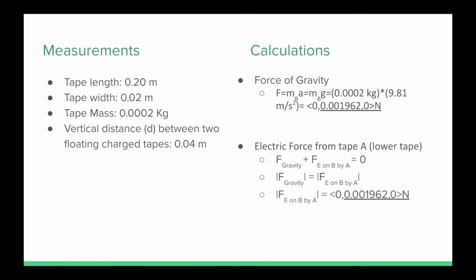The calculations from the experiment for the upper charged tape include the force of gravity, which is 0.001962 newtons in the y direction, and the electric force from the lower tape on the upper tape, which was equal in magnitude to the force of gravity due to the net force on the tape being zero.